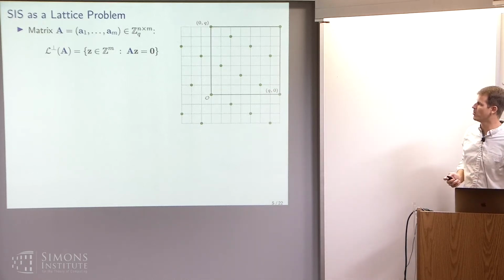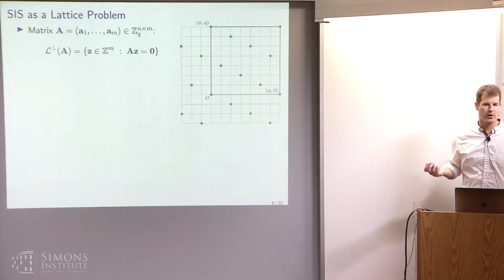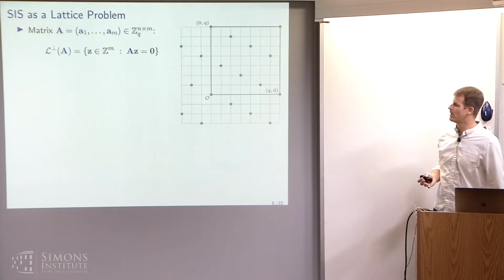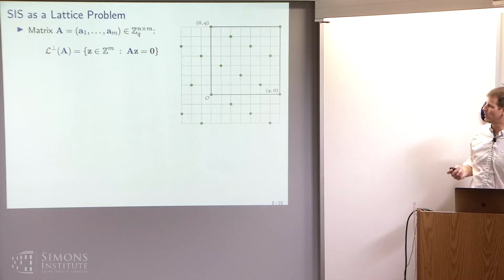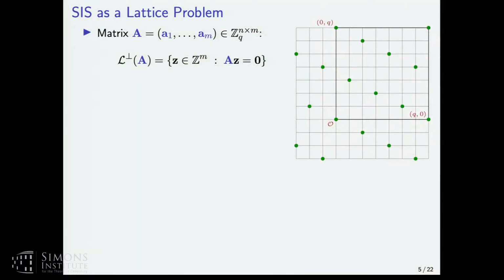So that's the lattice, the L-perp of A, and you can think of A as a parity check matrix, which is the term if you're familiar with coding theory. So what is SIS asking for? It's asking for a short non-zero lattice point in this lattice. Given A, which defines this big lattice with all these points, the goal of SIS is to find a short vector in this lattice, something within this radius around the origin. In this way, we can see SIS as an average case short vector problem on these kinds of random lattices.